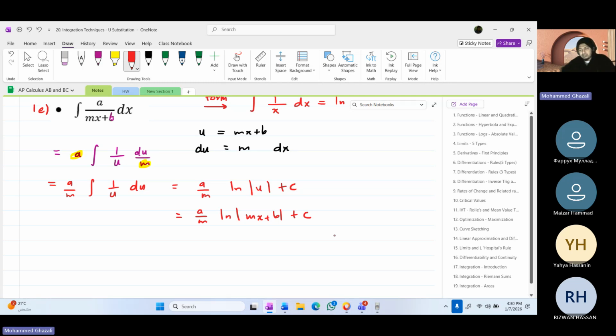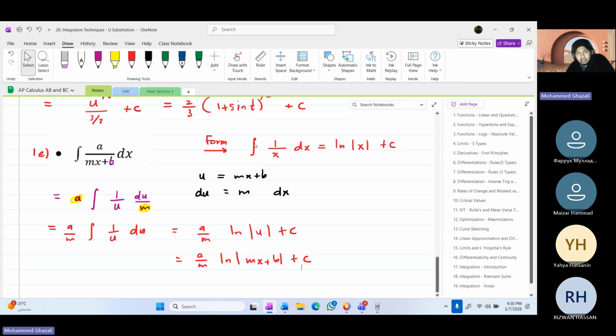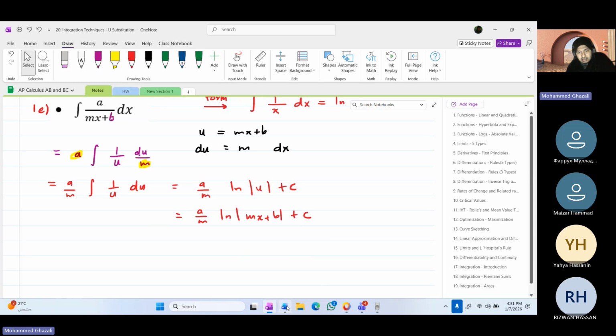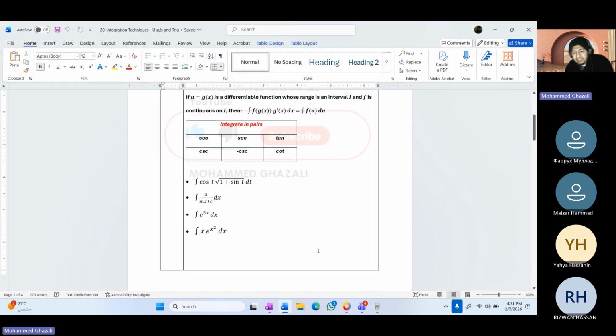That was just basic u substitution. It's just that it's a different form. It's not a power rule form. It is the logarithmic form, natural log form. Because that's the rule. Remember, how do you differentiate ln x? f prime over f, so it's 1 over x. So that's the form. Next integral, e form.